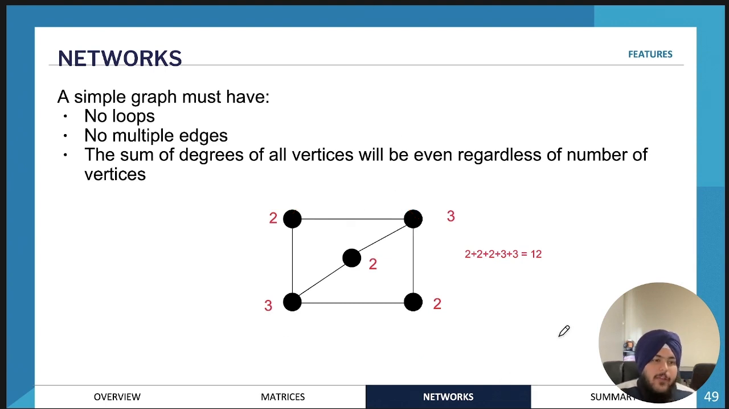So a simple graph will have no multiple edges, no loops, and the sum of the degrees of all the vertices are not always going to be 0, they are always going to be even. So for example, this one, we have 2, 2, 3, 2, 2, and 3. So that will be 12. Regardless of if they're odd or even, they're always going to, in total, add up to an even number if it is a simple graph.